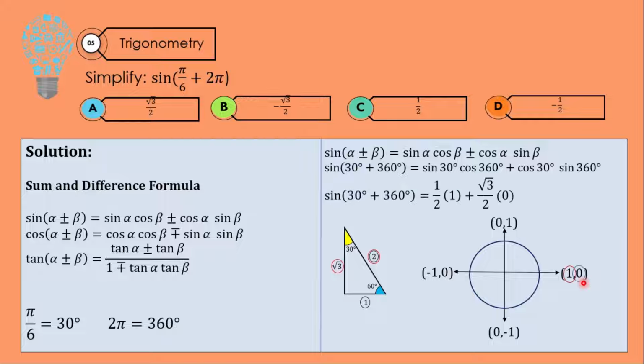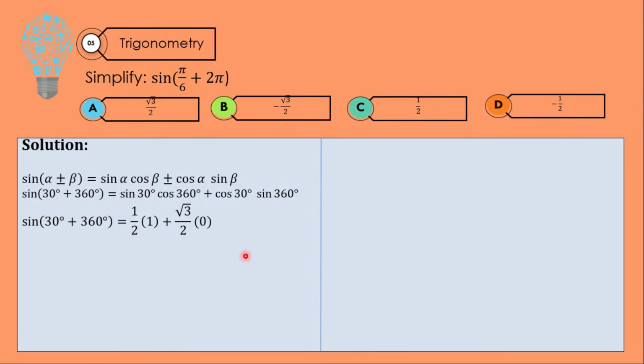Now we have here sine quantity 30 degrees plus 360 degrees is equal to 1/2 times 1 plus square root of 3 over 2 times 0. Square root of 3 over 2 times 0 is 0, so what's left is 1/2 times 1, which is equivalent to 1/2. So our answer for this problem is letter C.